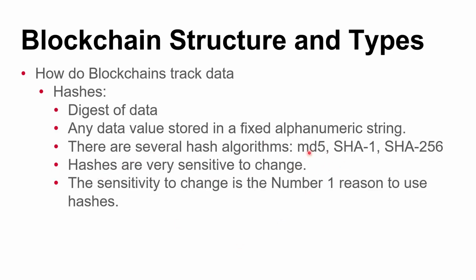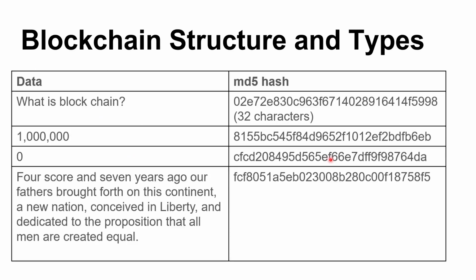Hashes are very sensitive to changes. So if there's any change to the data that generated that hash, the hash is going to be different. That sensitivity to change is probably the number one reason to use hashes if you want to know if any of your data has undergone any kind of changes. So let's take a look at some examples.